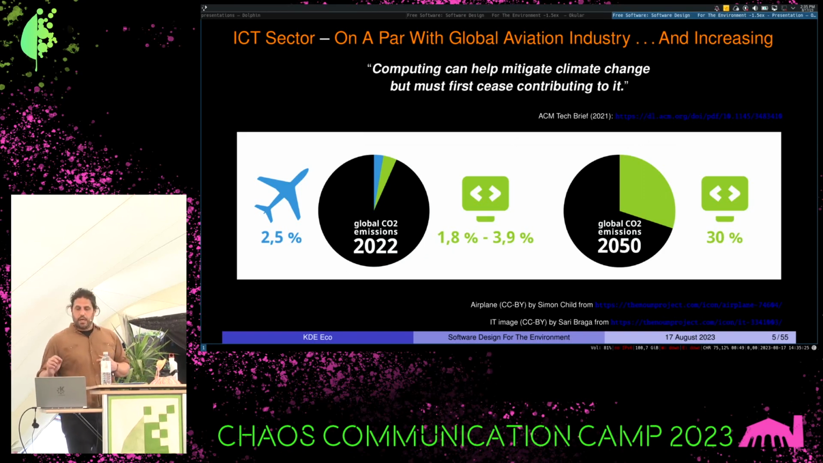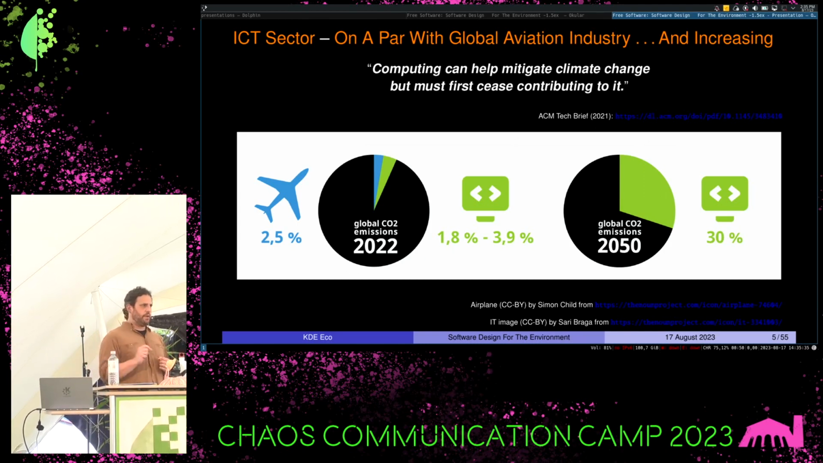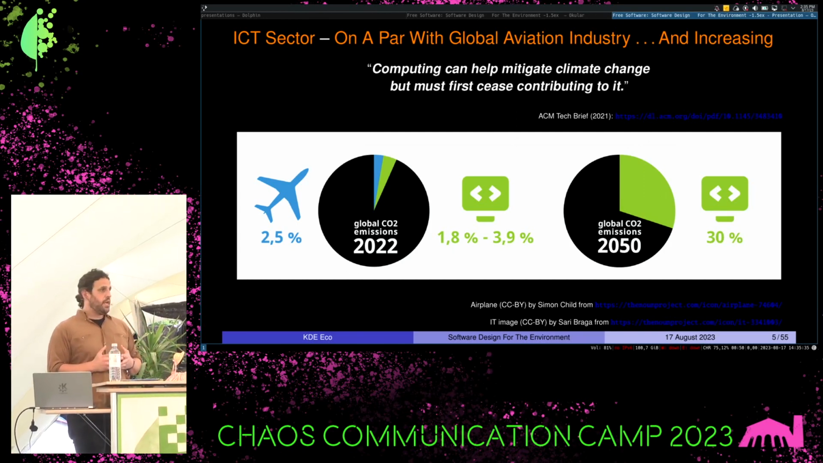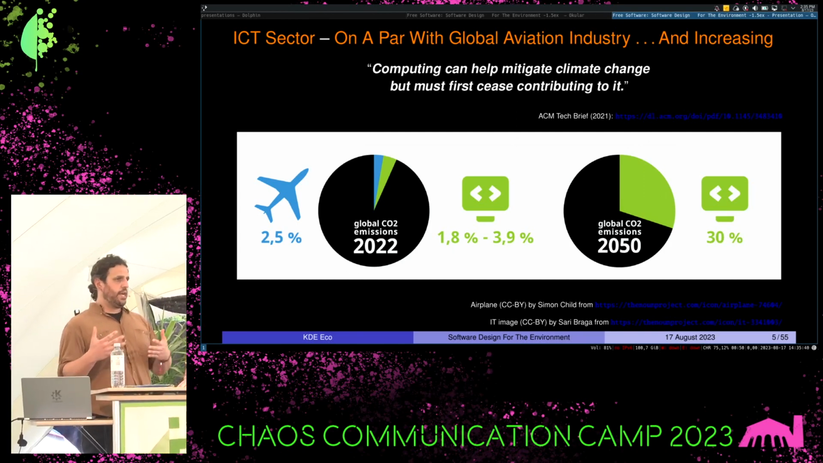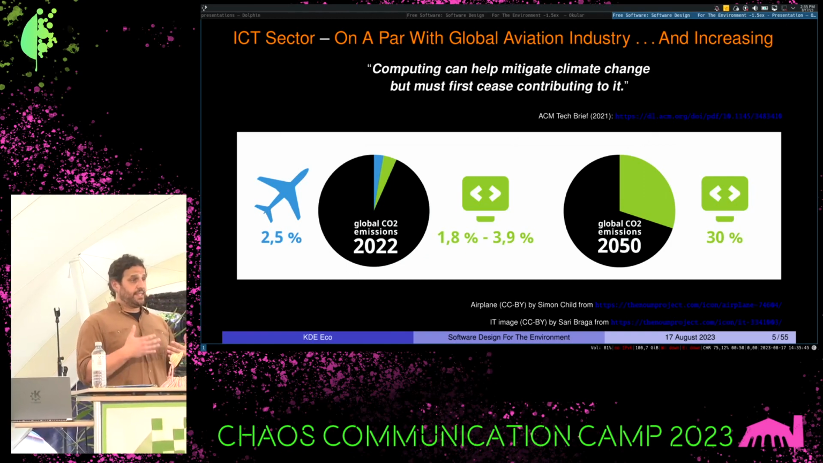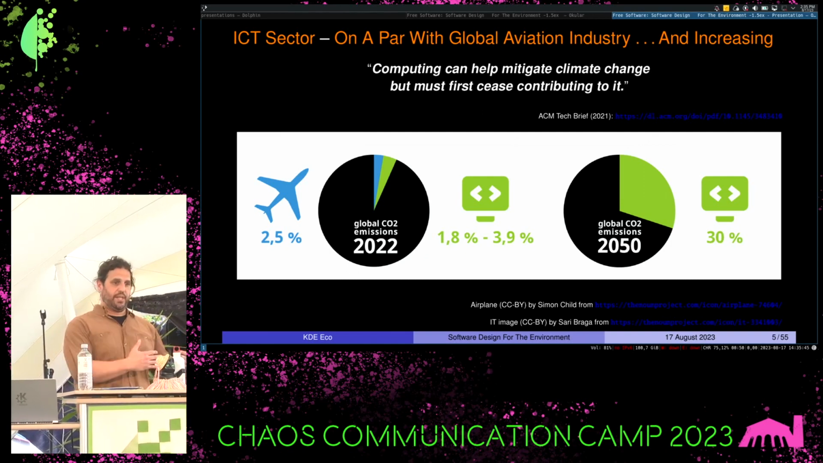And one thing I want to point out here, and I like this quote from a tech brief from the Association of Computing Machinery. It says, computing can help mitigate climate change. How? By substituting other activities that we're doing. But it must first cease contributing to it because it's growing in some cases faster than it's substituting.